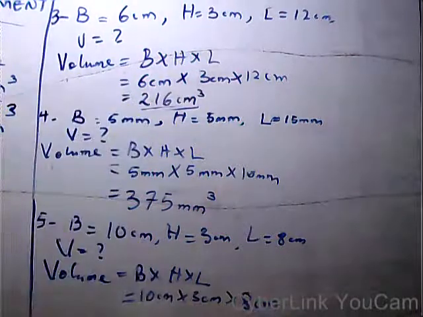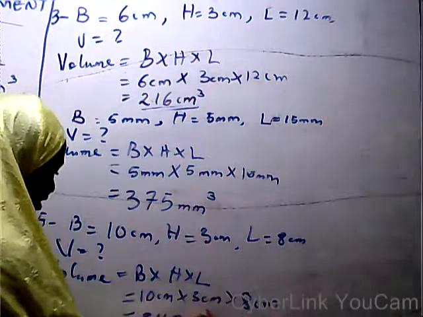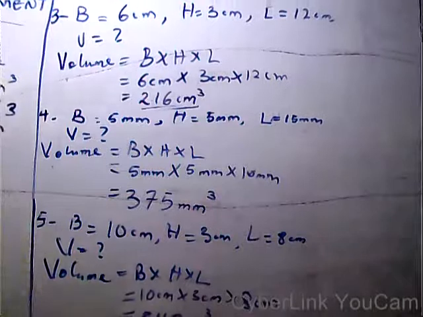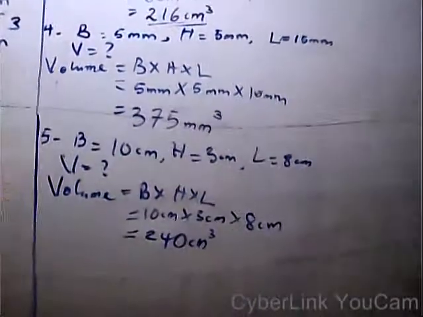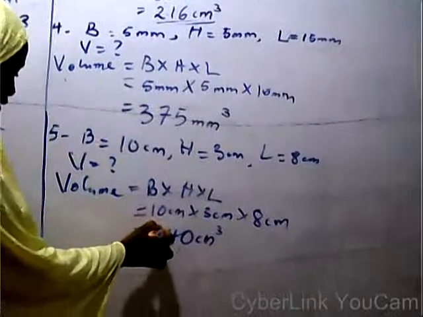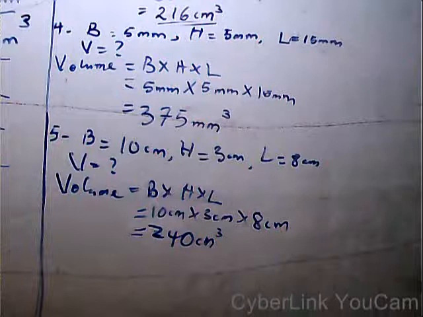Now if you multiply these three figures together, we are going to get 240 centimeter cube. If you don't put this cube, you are telling us that that value is a length or breadth or height. So this cube is very, very important. 240 centimeter cube. I hope it's clear to all of you. That's all about the assignment. So now let's go to the normal class. Let's go to today's work.